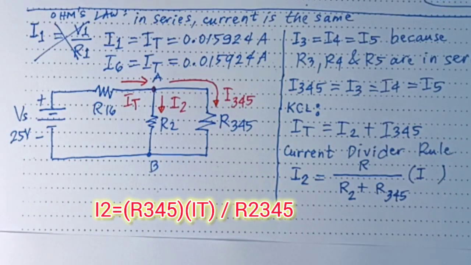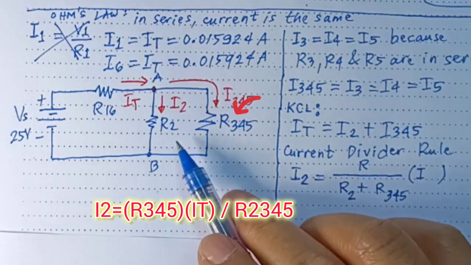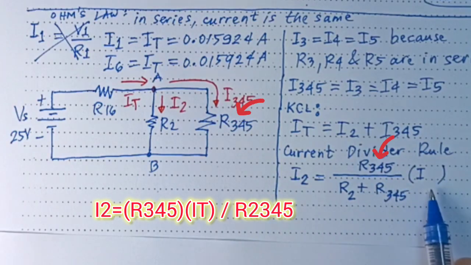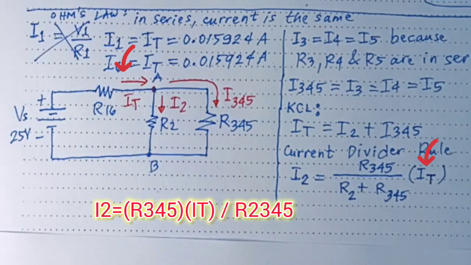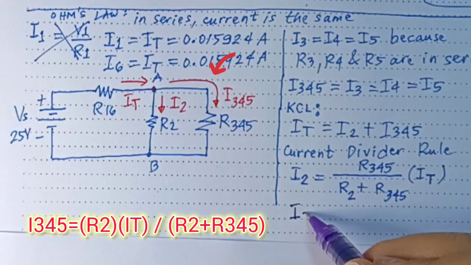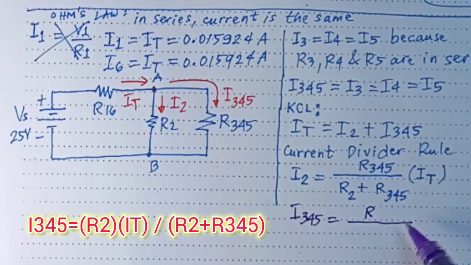But the one at the top that you write must be the opposite resistor. So the opposite of R2 is R345, and the opposite of R345 is R2. So if you want I2, you should write the opposite, which is R345. You got it? And the current that you write here must be the one going into the node, which is IT. That's it. Now, in the case of I345, you may also use R over R plus R. Let's put a parenthesis here.